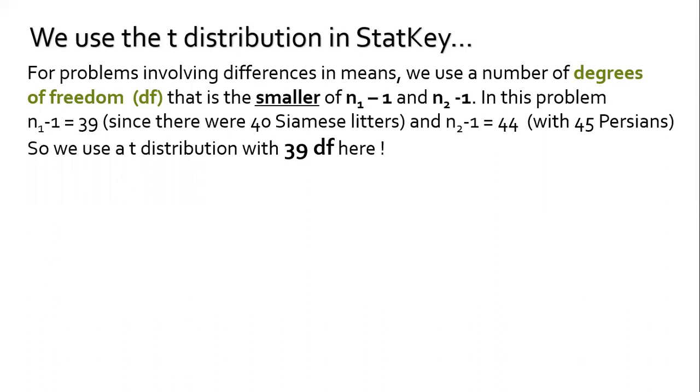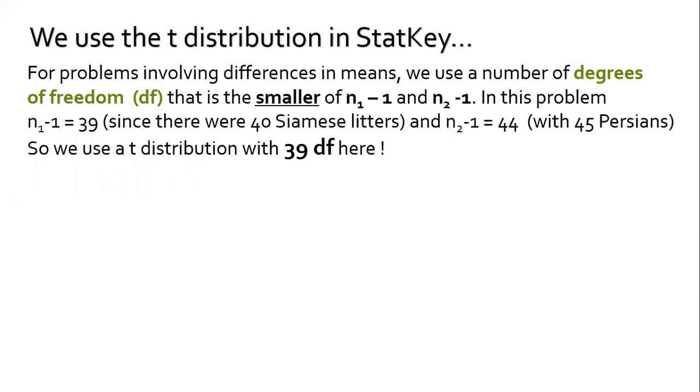In this problem, there were 40 Siamese litters and 45 Persian litters. Well, 40 minus 1 is 39, and 45 minus 1 is 44. So between 39 and 44, the smaller of those two numbers is 39. So we're going to use a t-distribution with 39 degrees of freedom, since that is the smaller of the numbers that we get when we subtract 1 from each of our two sample sizes.